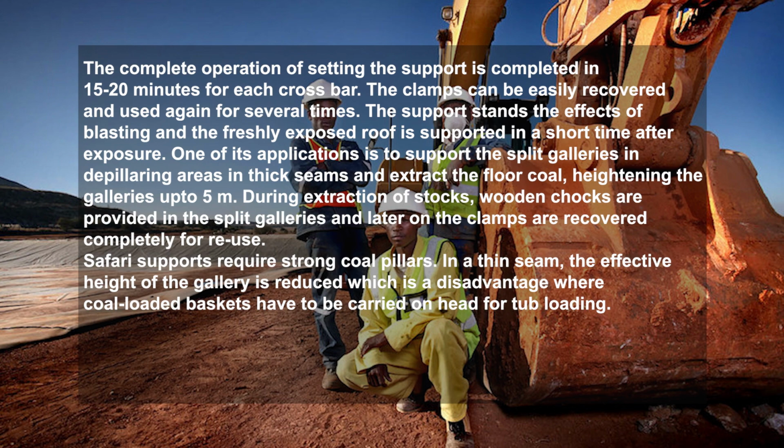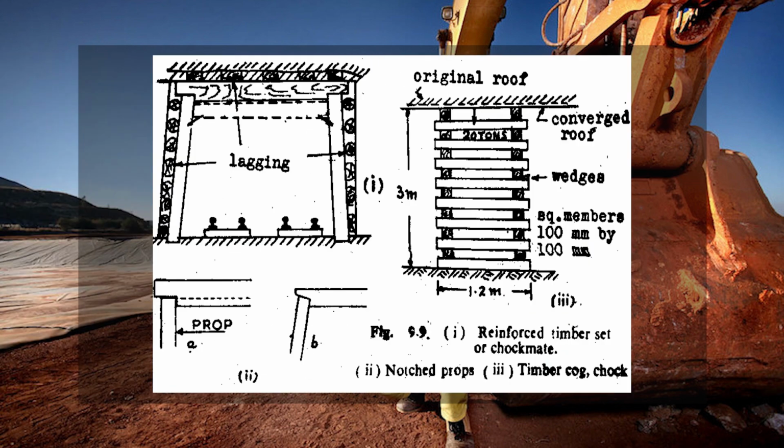The effective height of the gallery is reduced, which is a disadvantage where coal loaded baskets have to be carried on head for tub loading. You can see on the figure the exact figure of safari support, in which the number of bars are shown and the lagging portions, also wedges and the roof.